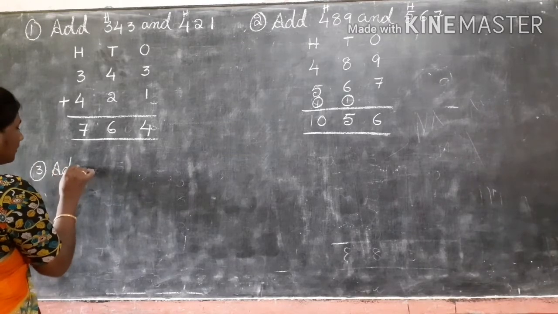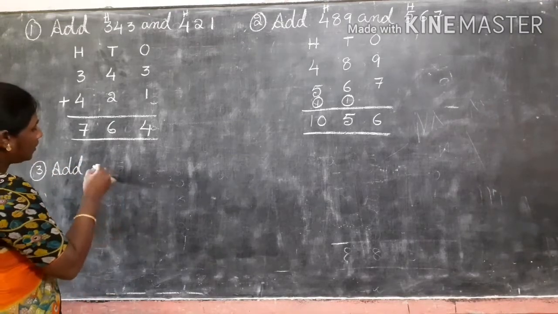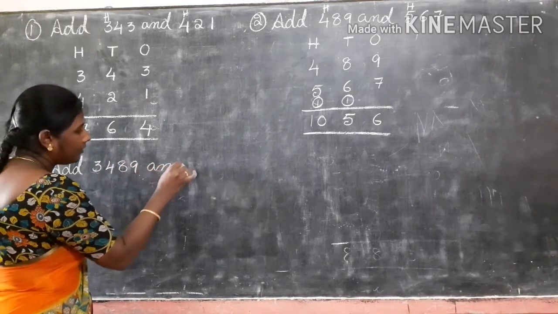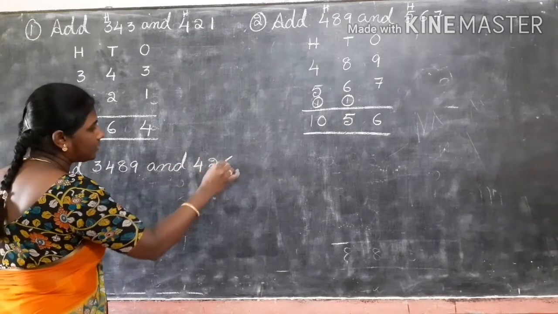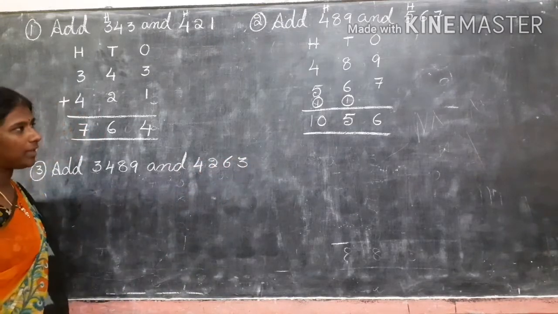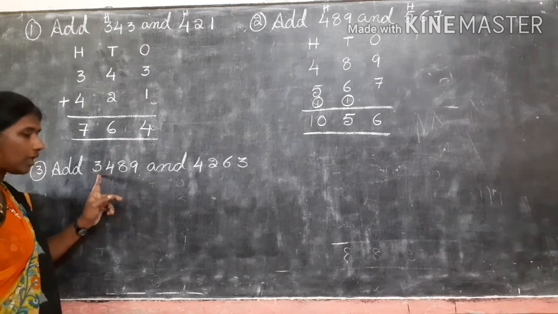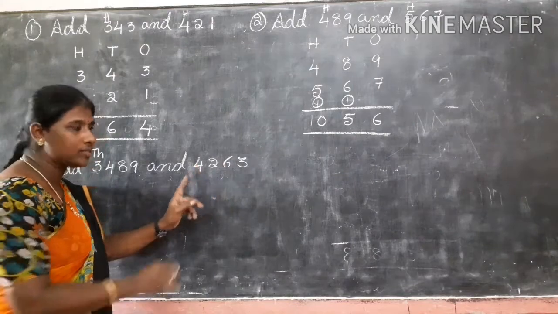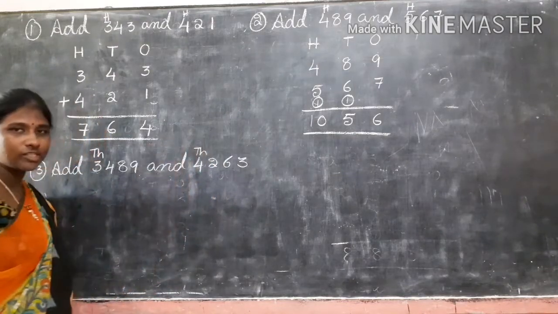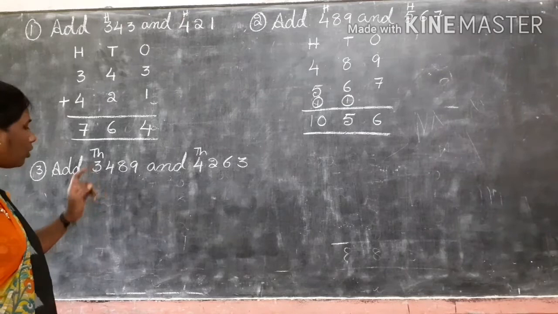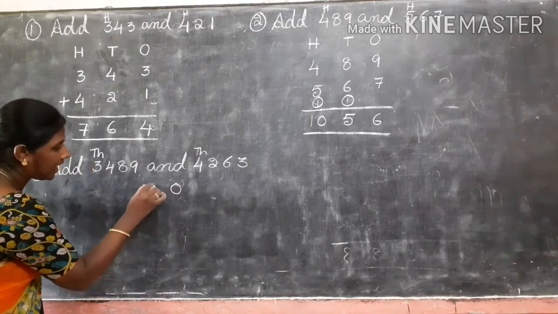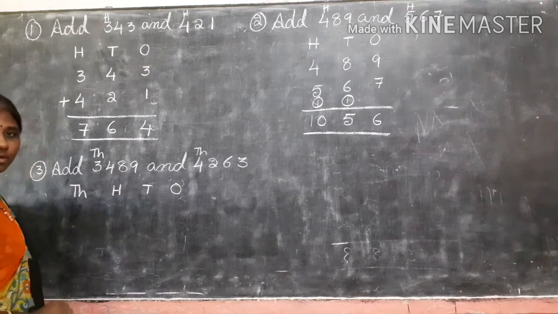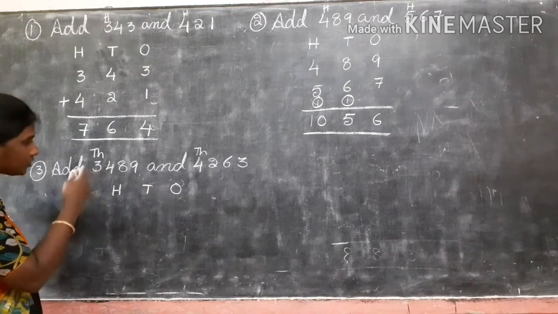Next, third one. Add 3,489 and 4,263. Here also write the place values: ones, tens, hundreds, thousands. It starts from the thousands place. Ones, tens, hundreds, thousands. This one also starts from the thousands place. So we have to write the place values up to thousands.